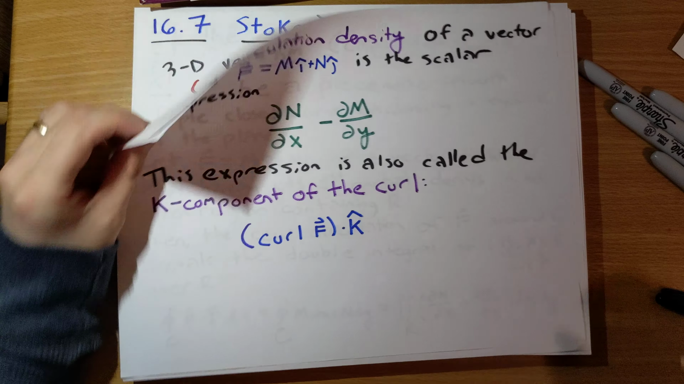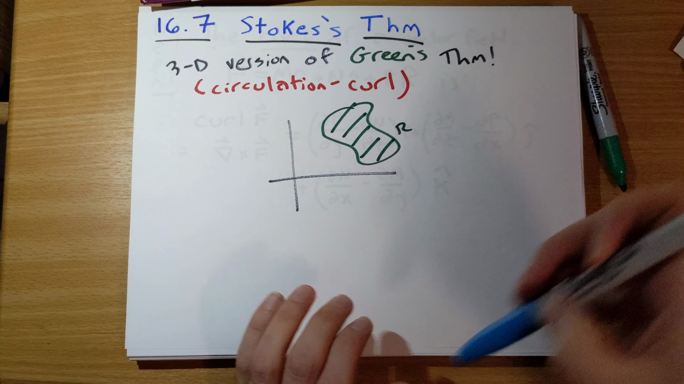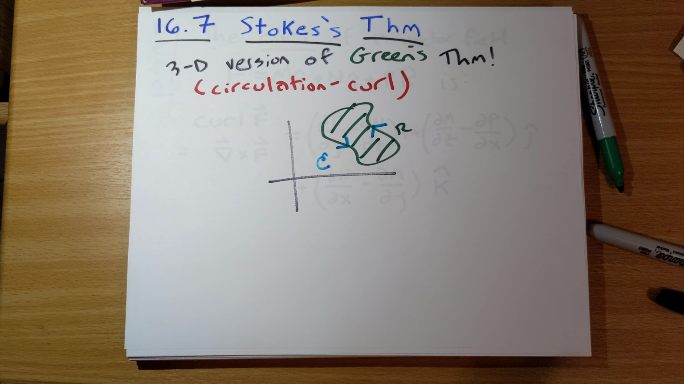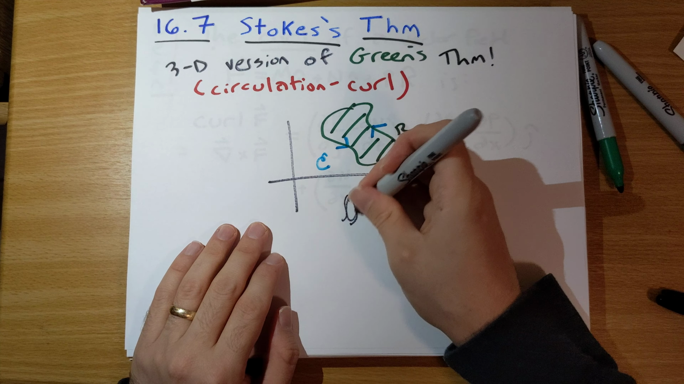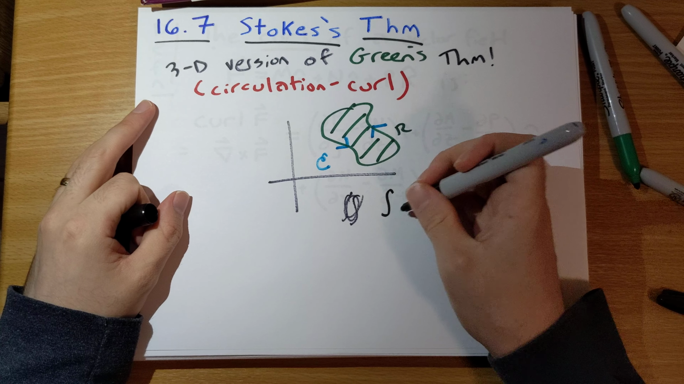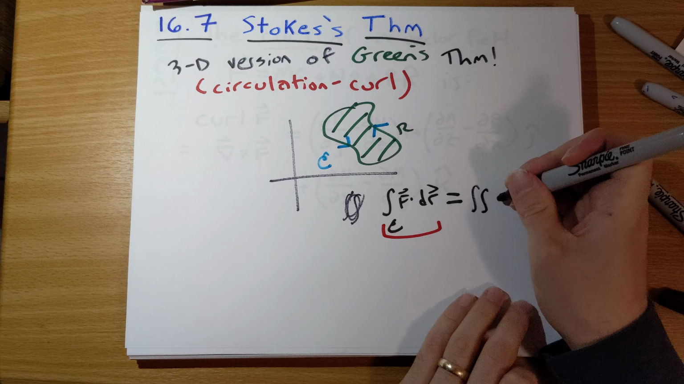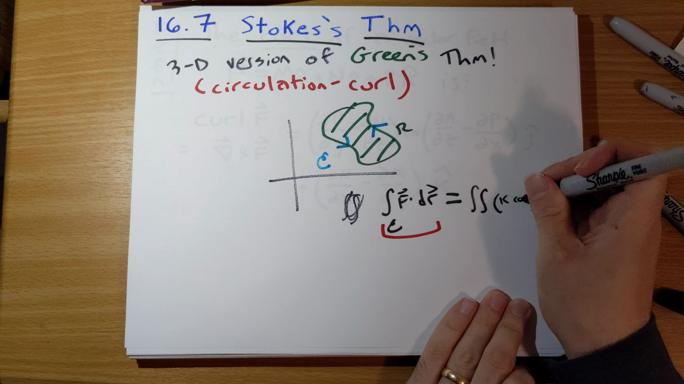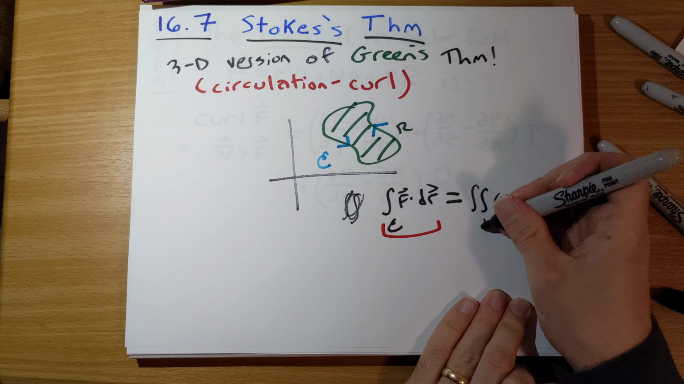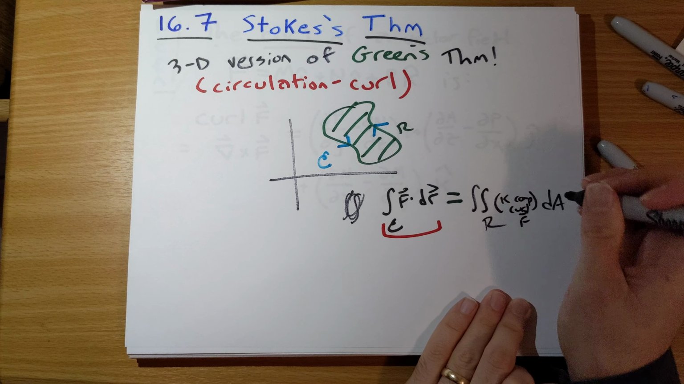So Green's theorem, let me just repeat that with a picture here. In the plane, here is our region R. And the idea is that the boundary curve is C. The integral along C of f dot dr, this is the circulation, is going to equal, by Green's theorem, the double integral of the k component of the curl of f over R. So this is the circulation, this is the curl. That's why we say circulation curl version here.